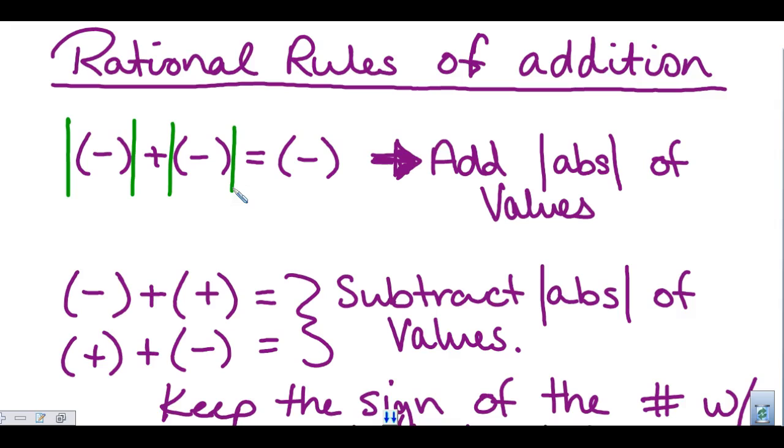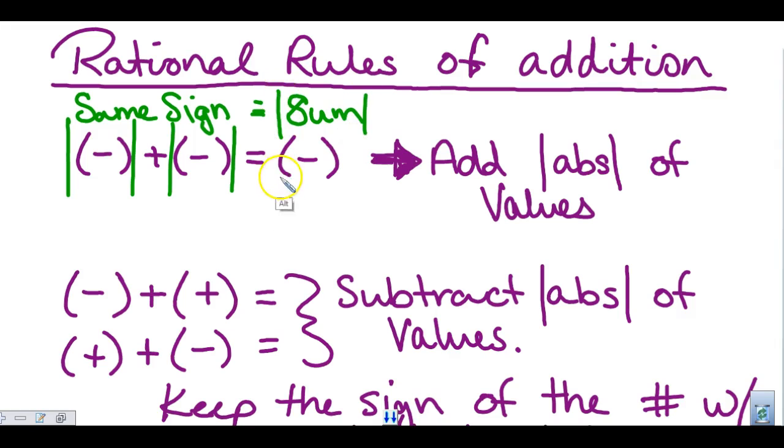A fun little phrase that I like to use to help remember what to do when we're adding two negatives is: same sign, you take the sum, and the sign stays the same. What that means is if they're both negative or both positive, it works for either, and you're adding them, you simply add the absolute values, and the sign will remain whatever the values are, negative or positive.